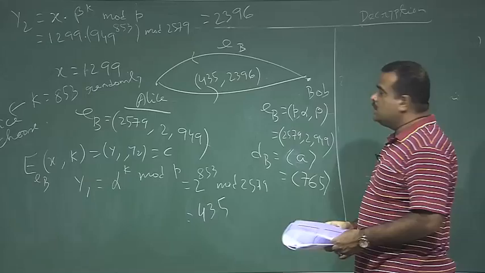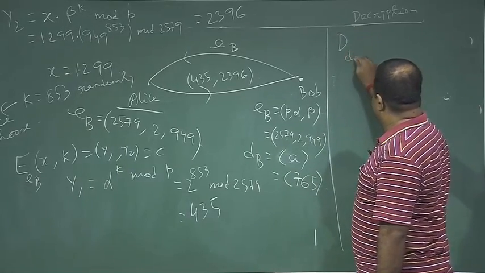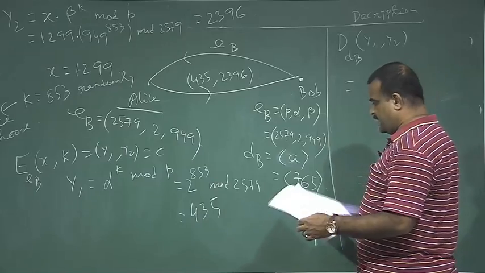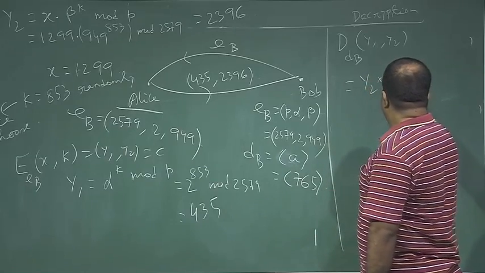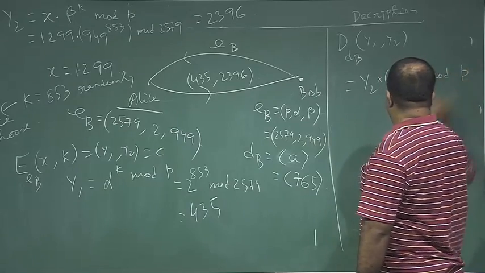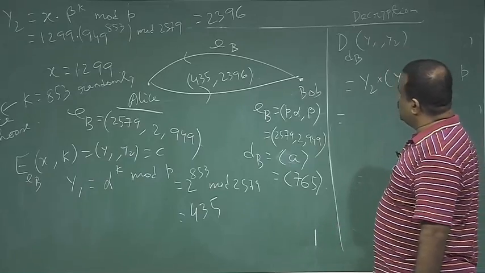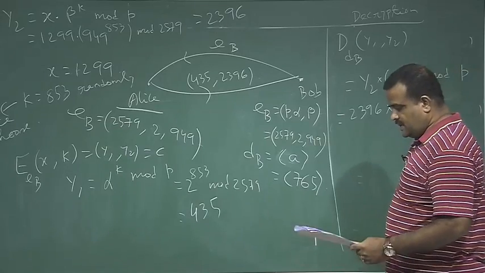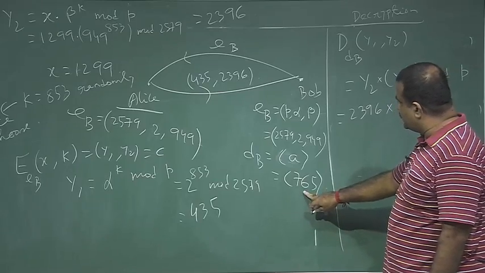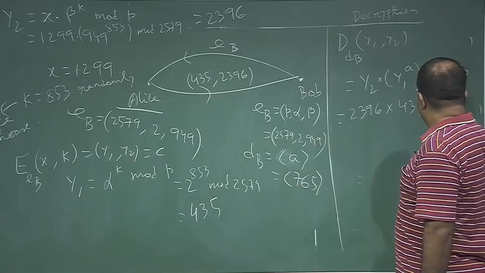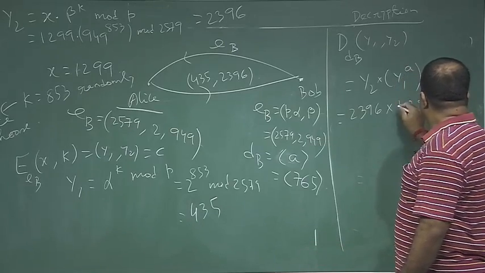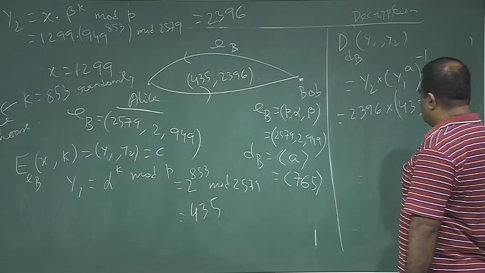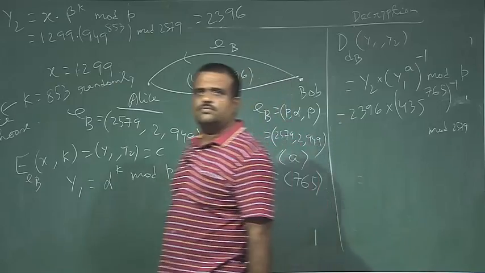Okay. So, for decryption what will Bob do? Bob has his secret key DB, which is basically A, and this is y1, y2. So, Bob will calculate y1 to the power A. So, y2 into the inverse of y1 to the power A mod p, and that will give us x. So, y2 is 2396 and y1 is 435, and A is the Bob secret key, which is 765, and then this is the inverse of this, mod p. P is 2579, this whole thing mod 2579.